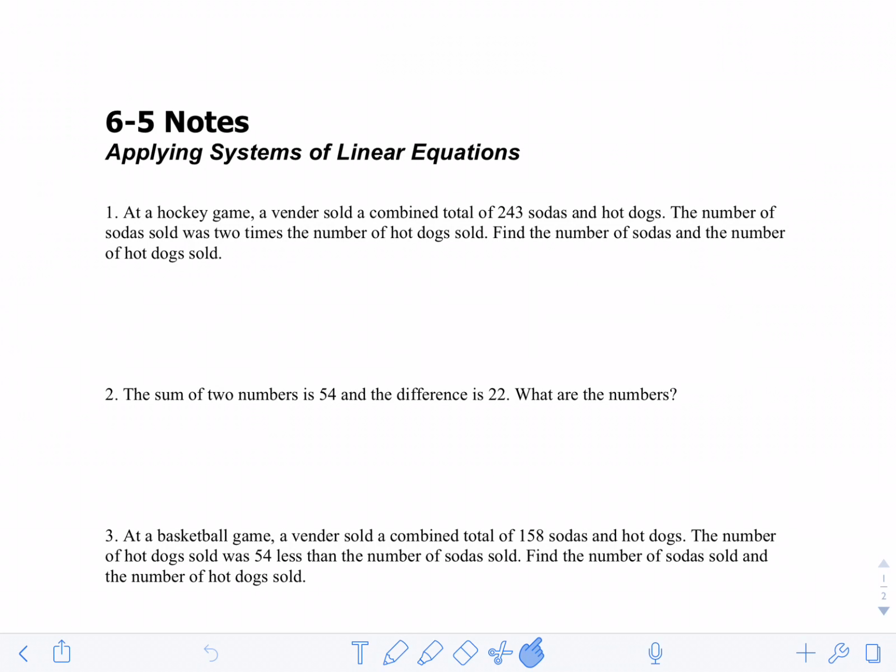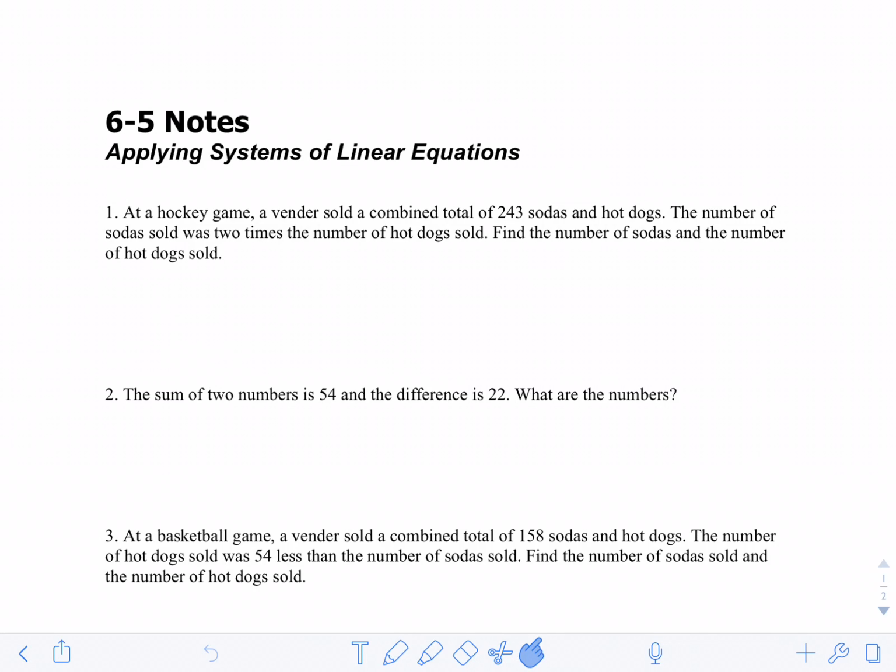Right, this is the 6-5 notes. It's pretty much the same thing, except instead of giving the equations, we're given a word problem, and we have to write out the equation. So it's really not too difficult as long as you make sure that you label your variables correctly and you keep up with what you label.